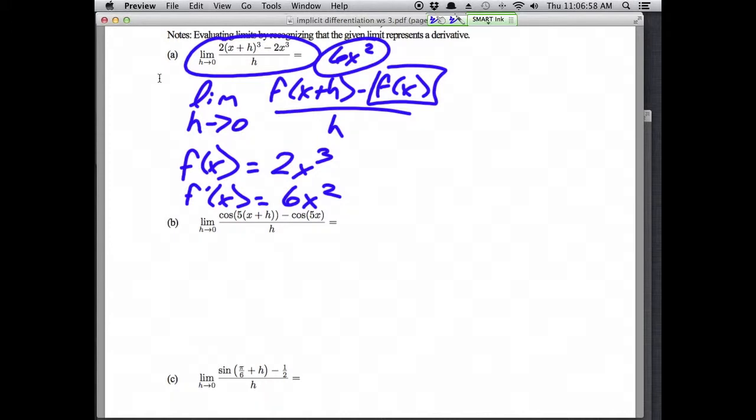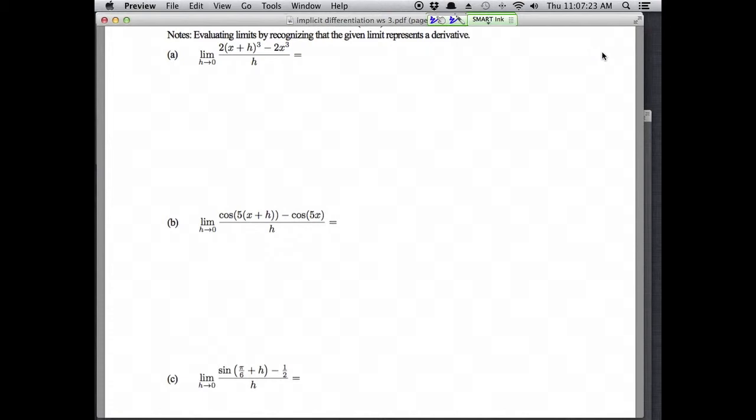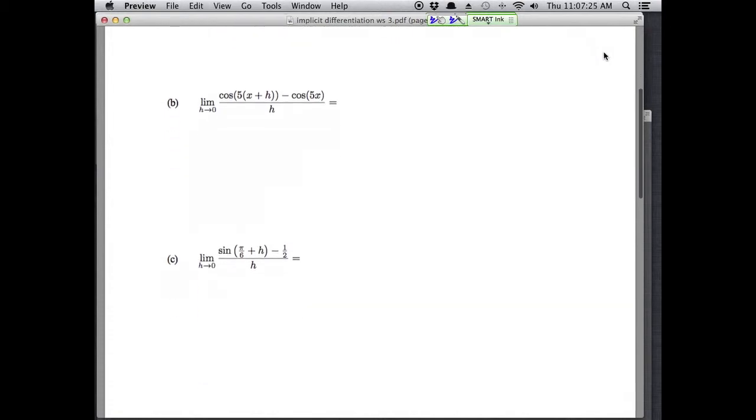So the main thing we're trying to do is get you to recognize that if you see something in the form of the limit of the difference quotient, as h is approaching 0, what you're trying to find is the derivative of the function. So let's look at B. That's all I've got to do. My answer would be 6x squared. Your job is to identify the function and then find the derivative. That's what we're trying to do here.